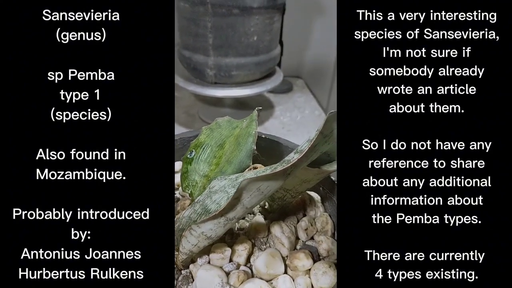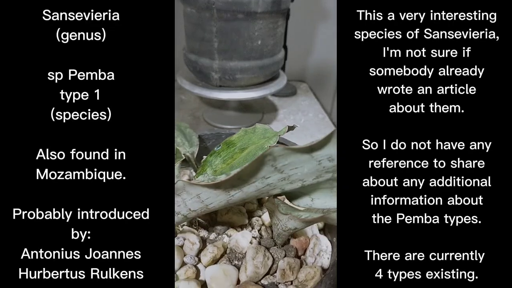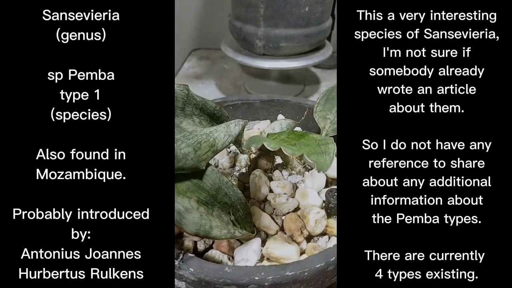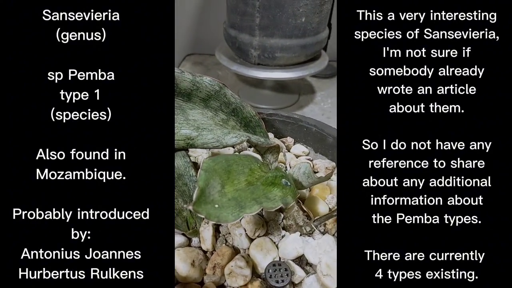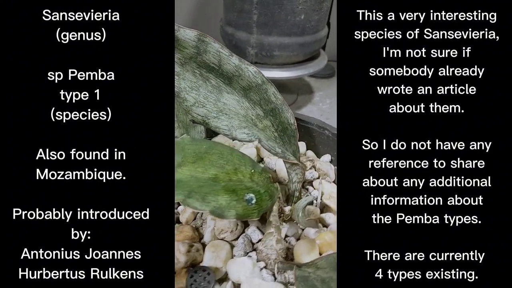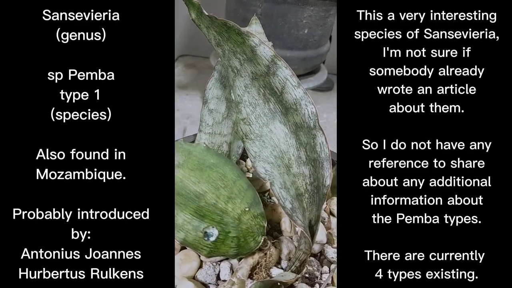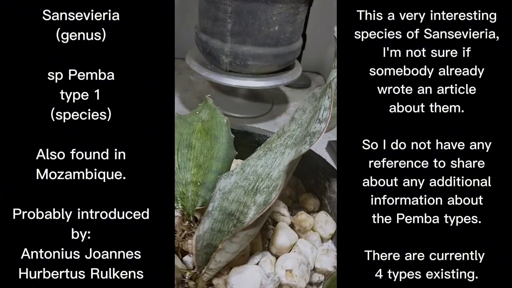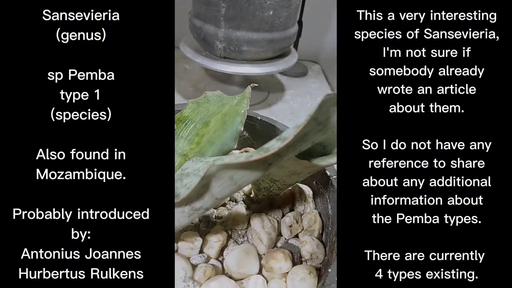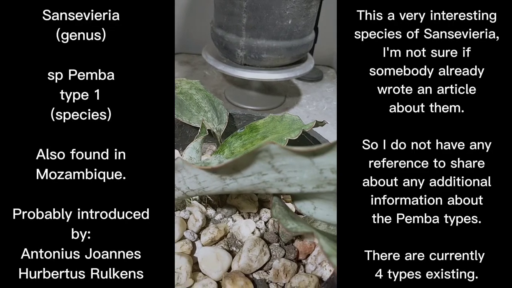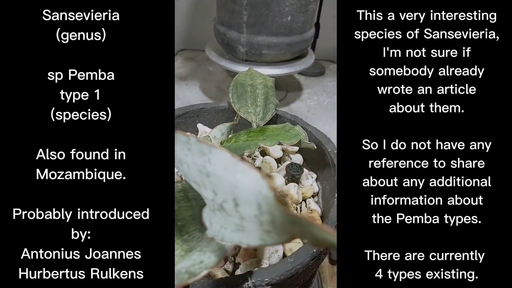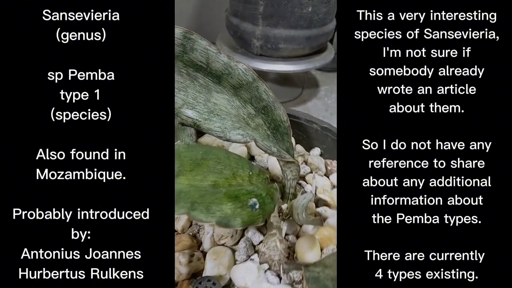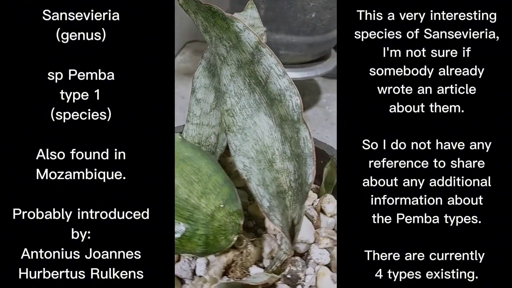There are currently 4 types of Sansevieria Pemba that are very similar to each other, with the same morphology or growth pattern, although having differences in the way that the leaf pattern can be seen. So right now what I am showing you is Sansevieria SP Pemba type 1.